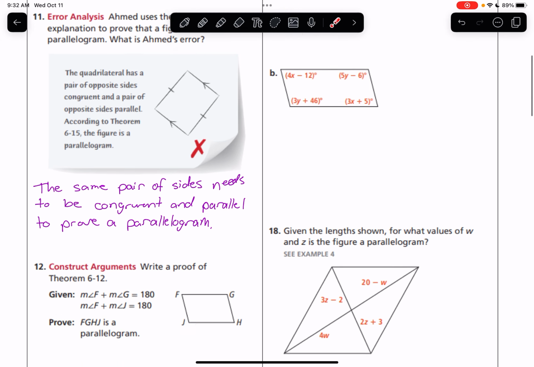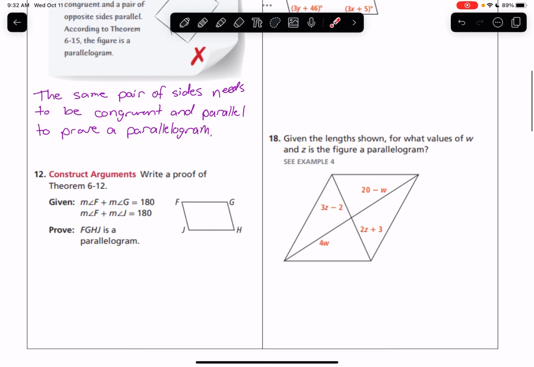All right, coming down here. It's write a proof of theorem 6-12, and you might say, what is that theorem? They give you the idea. If we know that the angles next to each other are supplementary, we want to show how proving that the angles next to each other are supplementary. Why is this quadrilateral a parallelogram?